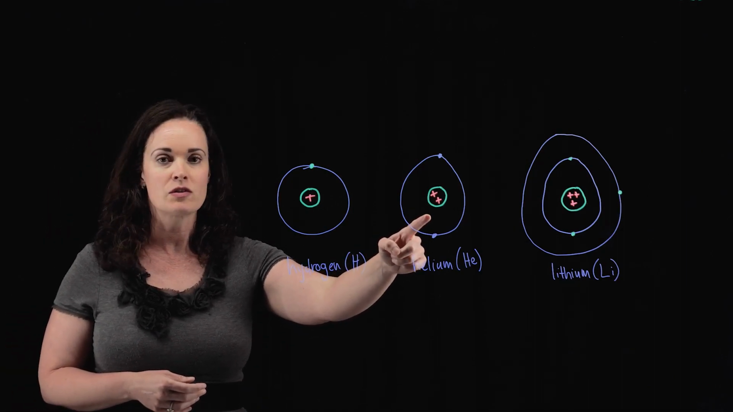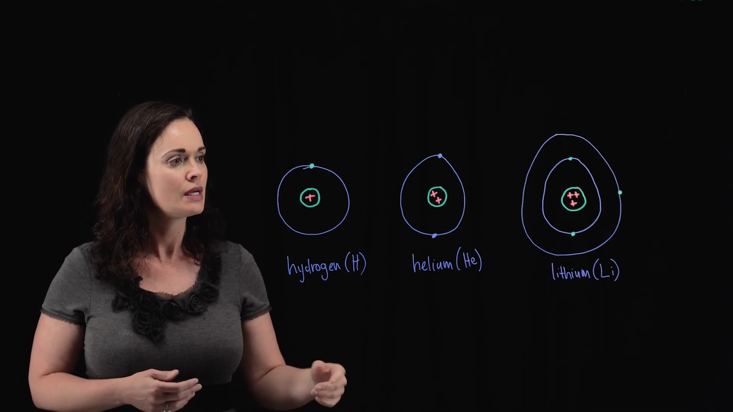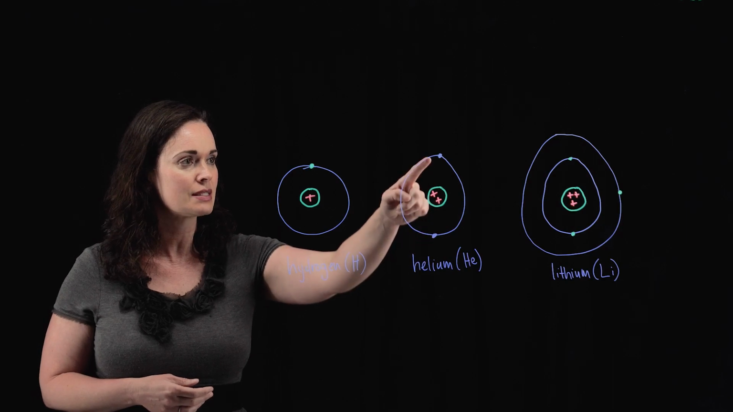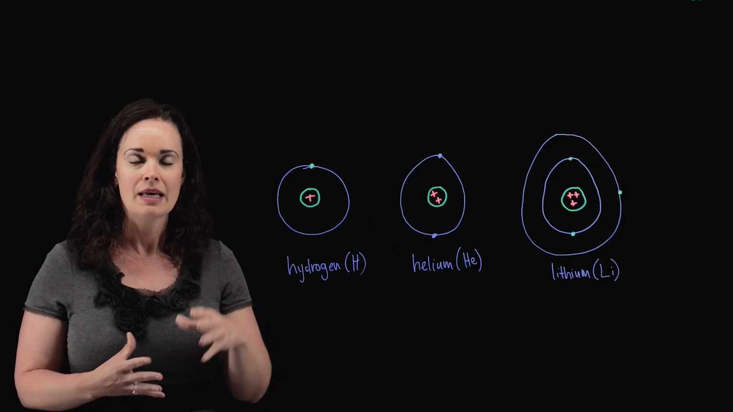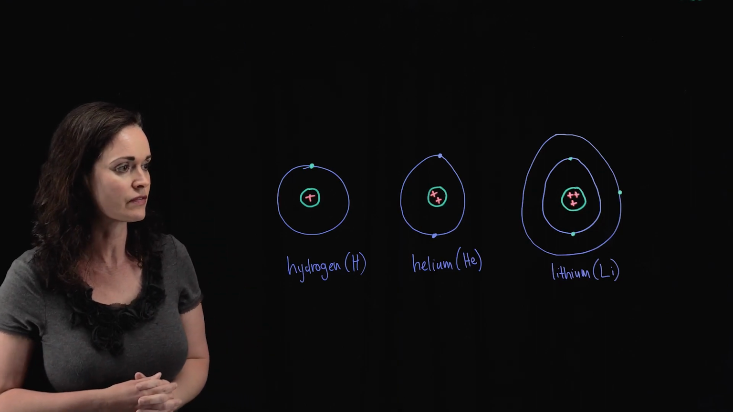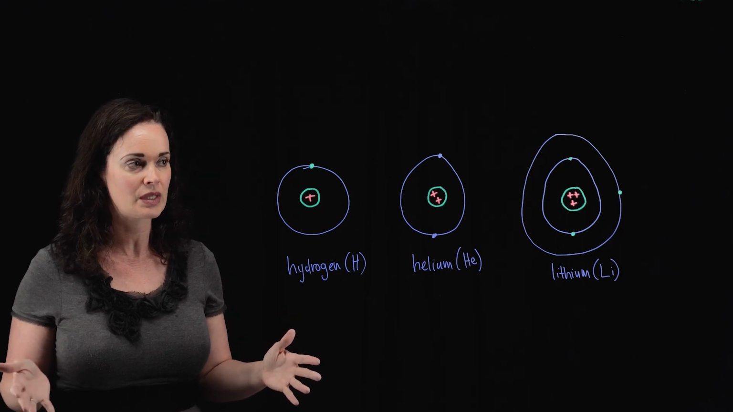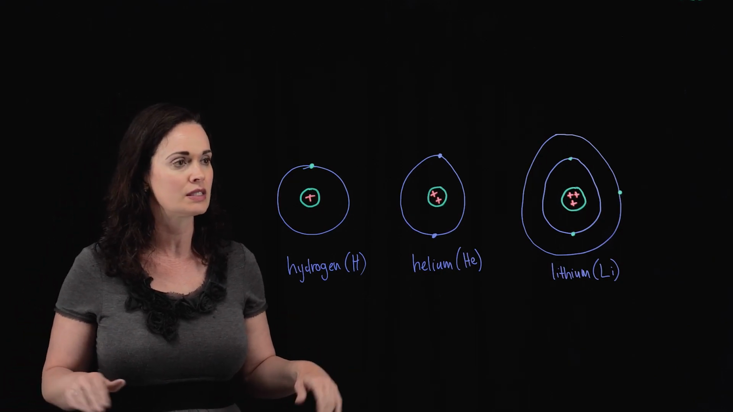Over here, I've drawn a Bohr model of helium. So helium has an atomic number of 2. It's got 2 protons, which means it also has 2 electrons. And those 2 electrons, again, are going to fill the shell that's closest to the nucleus first. But that particular shell can only hold 2 electrons, and then it's full. It can't hold anything else.